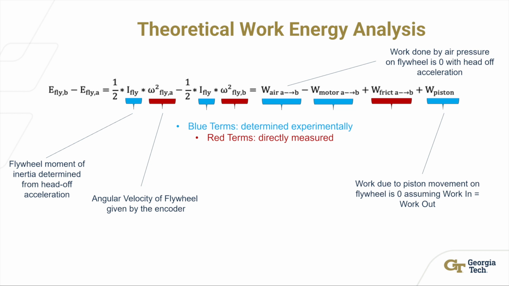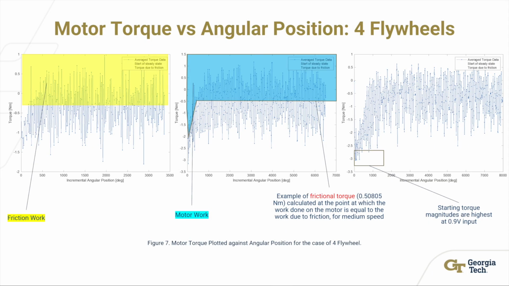Blue terms are determined experimentally, including the moment of inertia, while red terms are directly measured, including the angular velocity of the flywheel and the work done by the electric motor. Now we can see motor torque versus angular position data for 4 flywheels and for varying RPMs. The motor work is the area highlighted in blue above torque data, and work due to friction, shown in yellow, is above the steady-state portion of the plot.